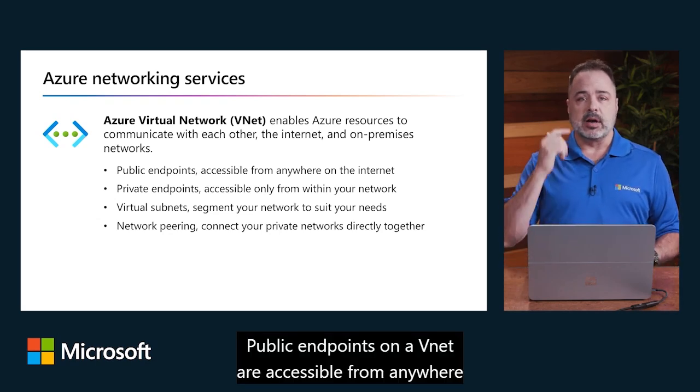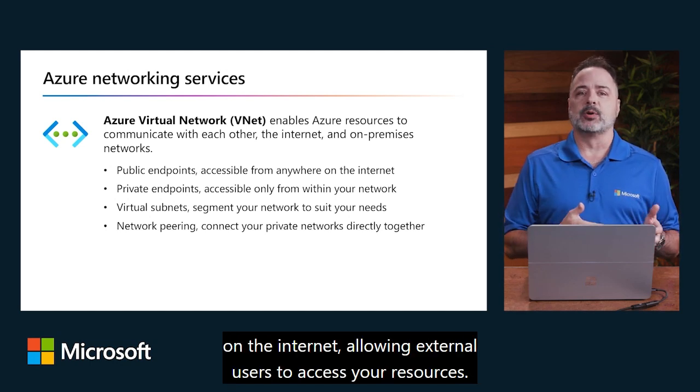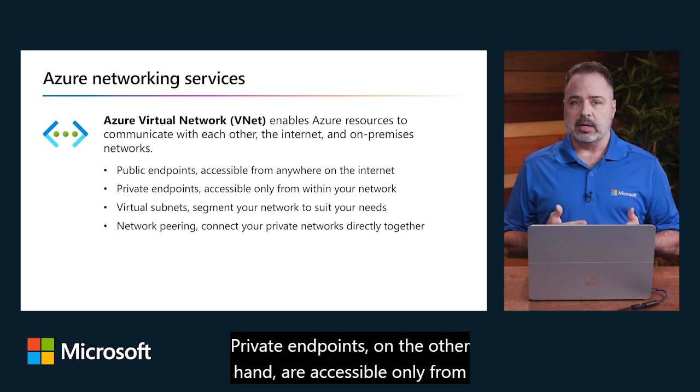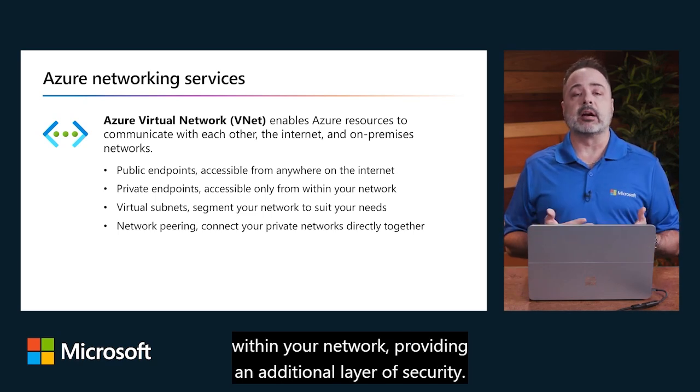Public endpoints on a VNet are accessible from anywhere on the internet, allowing external users to access your resources. Private endpoints, on the other hand, are accessible only from within your network, providing an additional layer of security.